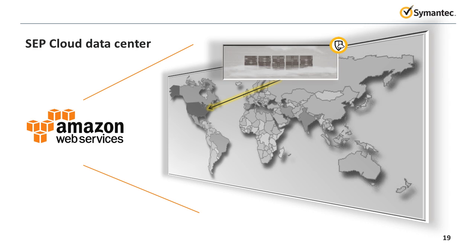The SEP Cloud Data Center is composed of microservices deployed in the Amazon Web Services, or AWS, EC2 cloud. As the largest public cloud provider in the market, Amazon Web Services provides a depth of flexibility, availability, and scalability that cannot be matched from a single data center.